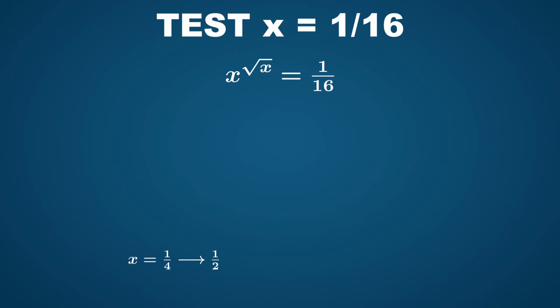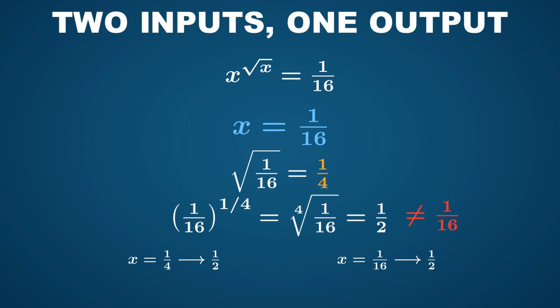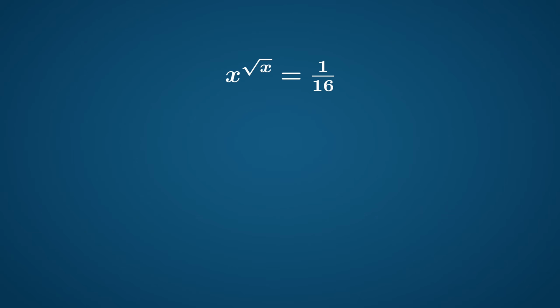Next comes x equal to 1/16, the number from the right side. The square root of 1/16 is exactly 1/4. So the left side is 1/16 raised to the power 1/4. That is the fourth root of 1/16, and it equals 1/2. It works because 1/2 times itself 4 times gives 1/16. So two very different inputs both produce the exact same output. Both 1/4 and 1/16 landed exactly on 1/2.